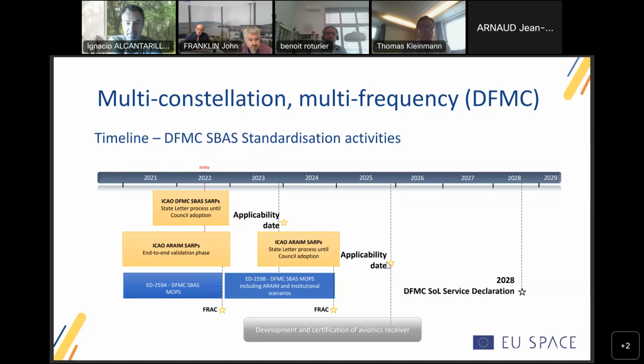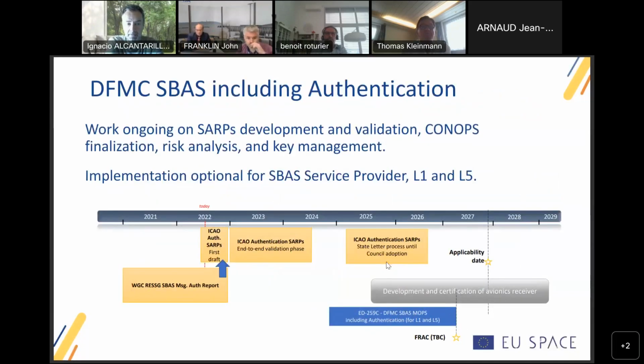Important to know is that the DFMC SBAS service itself will come later in Europe. We are thinking about 2028. However, the HRM could still be used if we had a sufficient number of GPS and Galileo satellites. Okay, so this does not include the authentication capabilities, that is coming in a second step. And we are doing work now for the validation, for the CONOPS, for a certain number of things.